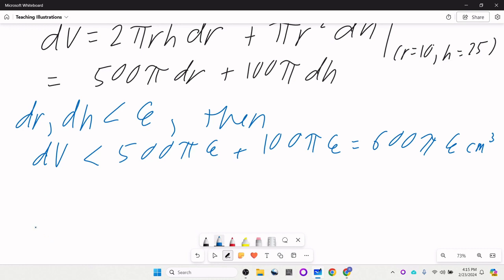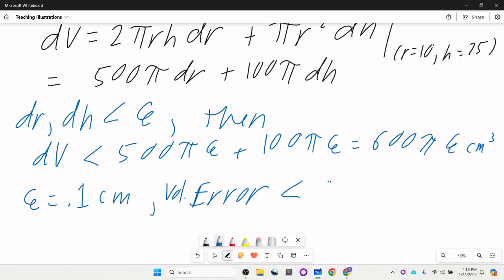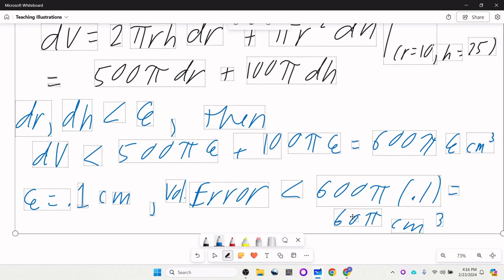So for instance, if epsilon is 0.1 centimeter, like they said, our ruler is such that it could be off by as much as 1/10 of a centimeter. Then we know the volume error has got to be less than 600 pi times 0.1, or 60 pi centimeters cubed. Okay, let's do one more. It's very similar, just uses a different shape.